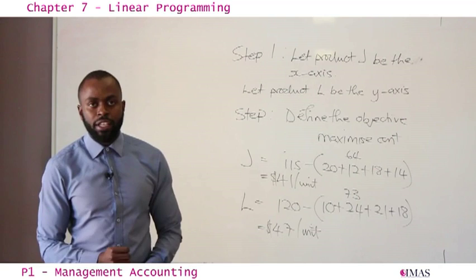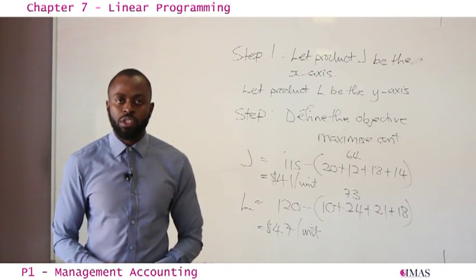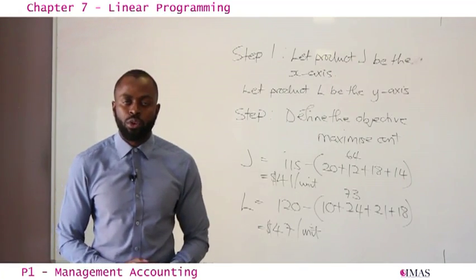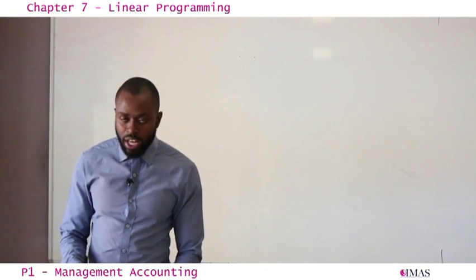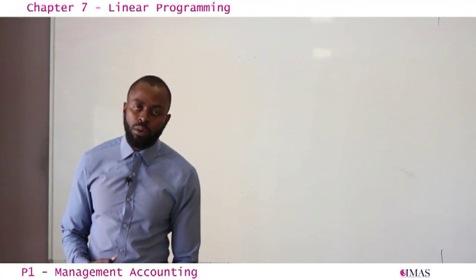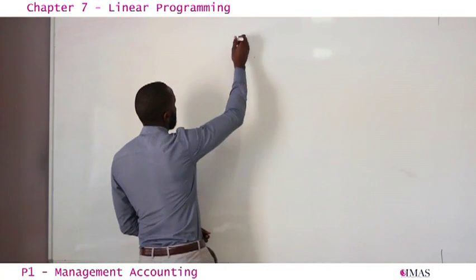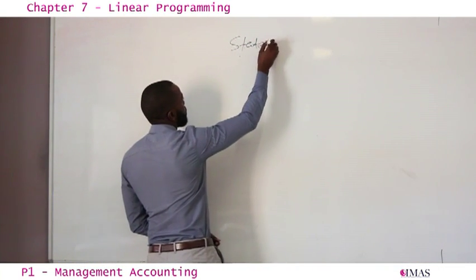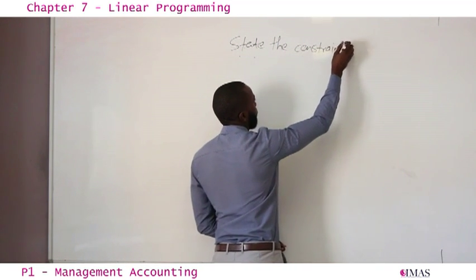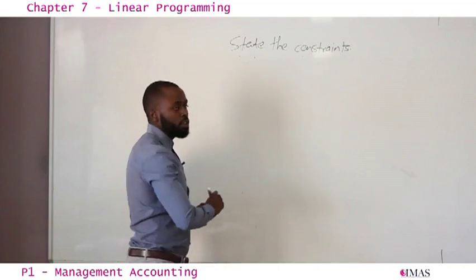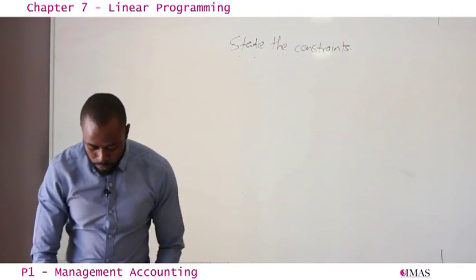Now what we're going to look at next is, if the question had asked us to do step 3, which is stating the constraints, how are we going to state the constraints? Remember, step 3 is not asked in the question. We just want to illustrate how we're going to do step number 3. Step number 3 is we need to state the constraints. Our constraints in linear programming, we need to state them as inequalities.